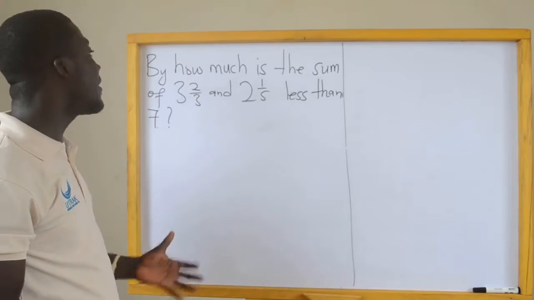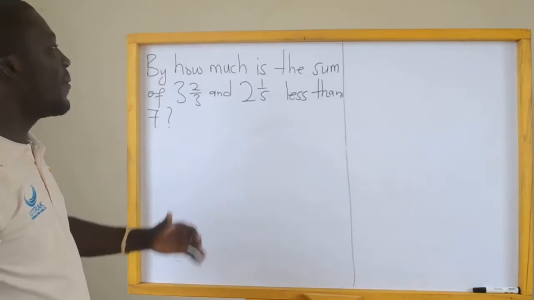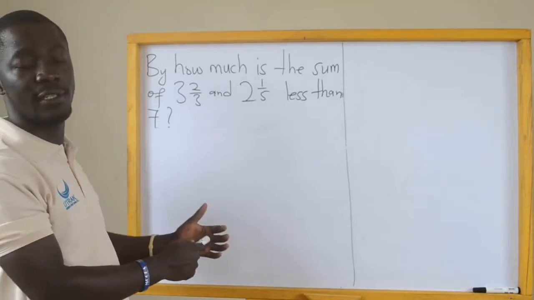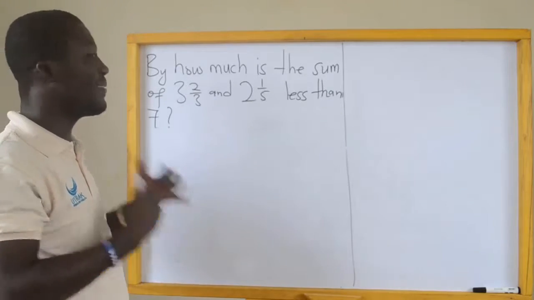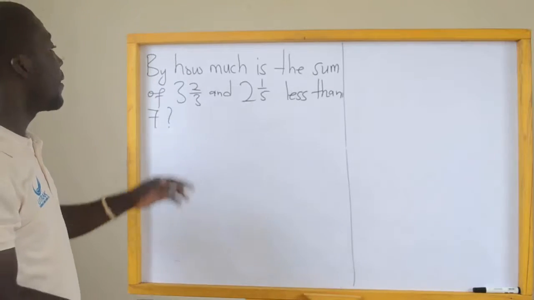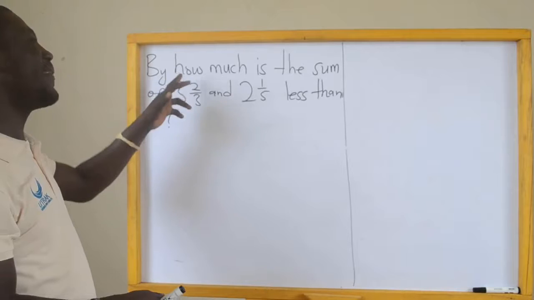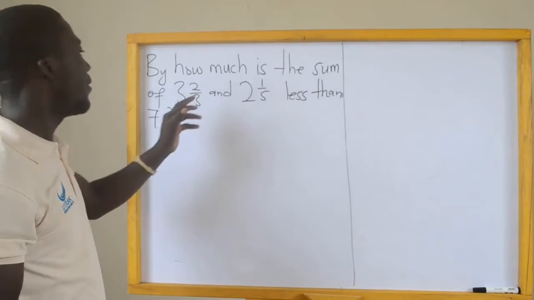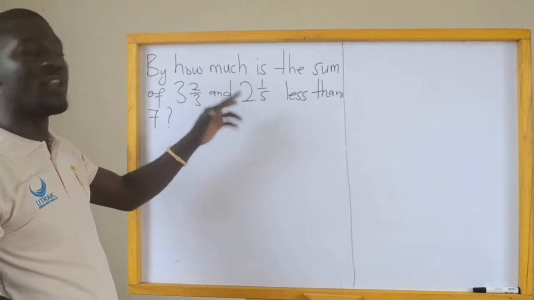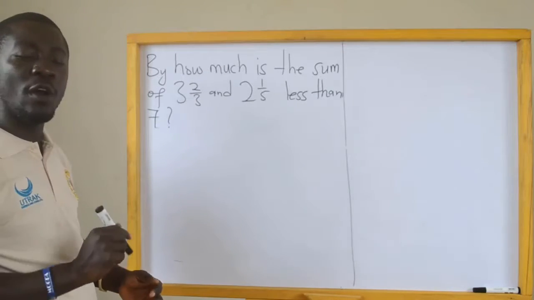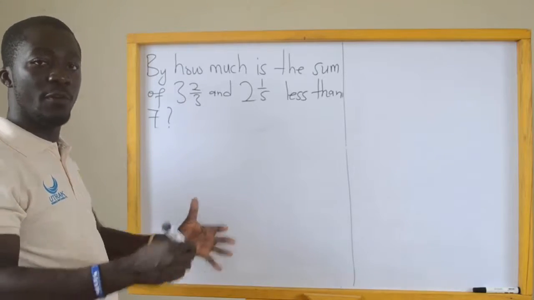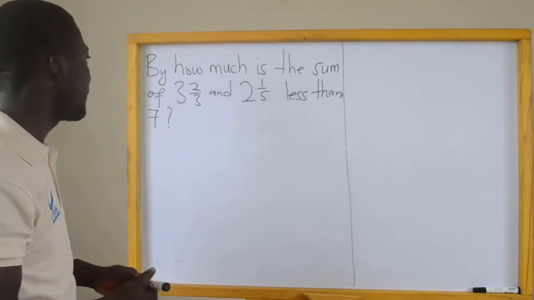So whenever we have this question, we try to write the mathematics out of the question before we can get the clue to solving it. So let's go through the question. By how much is the sum of 3 whole number 2 over 3 and 2 whole number 1 over 5? When we talk of sum, we are trying to say we should add.